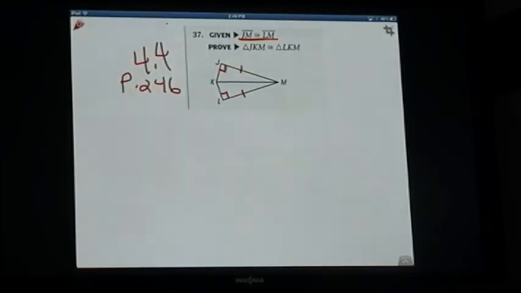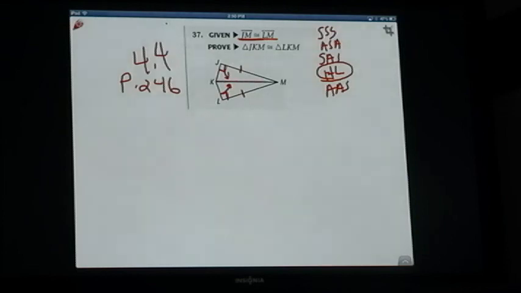Okay, so we have several different choices here: side, side, side, angle, side, angle, side, angle, side, hypotenuse, leg, and angle, angle, side. Well, we have right triangles, so let's look at hypotenuse, leg. First, let's find the hypotenuse of each of these right triangles. Remember, the hypotenuse is always across from the right angle. So here's the right angle, and across from the right angle is KM, and across from this right angle is KM. So there's the hypotenuse.